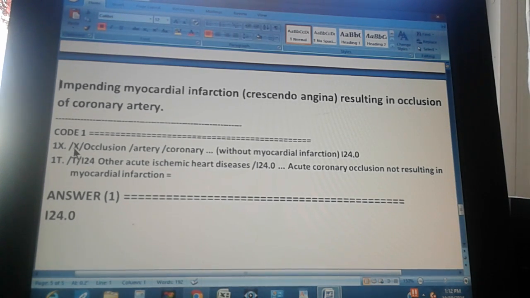First you go to index. Then you start with occlusion. Then you go to artery. Then you go to coronary. Coronary artery. And it goes on, but it also said without myocardial infarction.